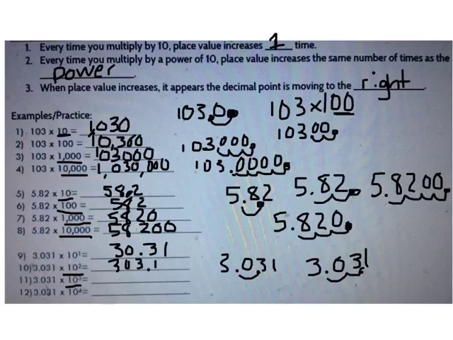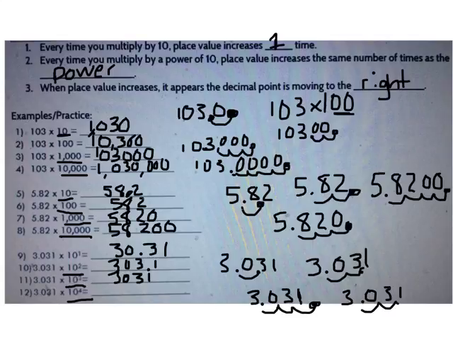Now try 3 and 31 thousandths times 10 to the third power. This time it appears the decimal is moving 3 times. 1, 2, 3. So the answer is 3,031. Now try number 12. What's 3 and 31 thousandths times 10 to the fourth power? Well, this time it appears the decimal is moving 4 times. 1, 2, 3, 4. So the answer is 30,310.